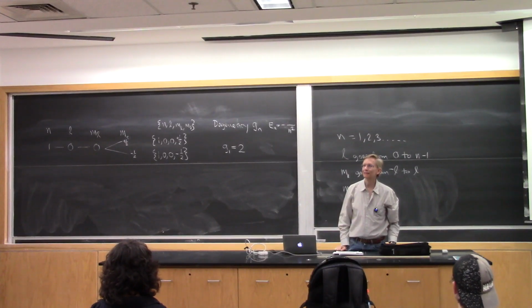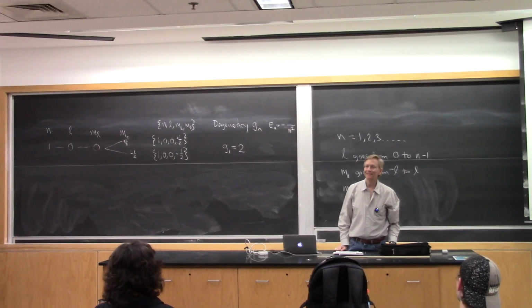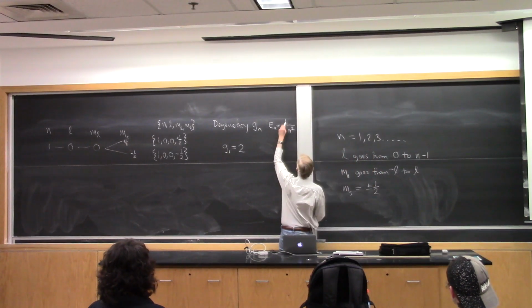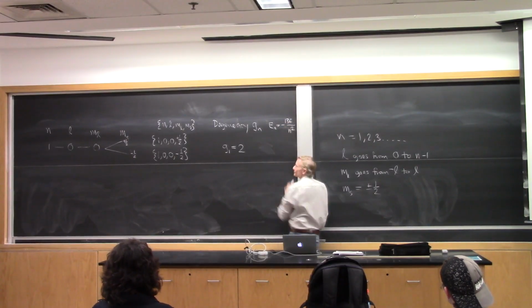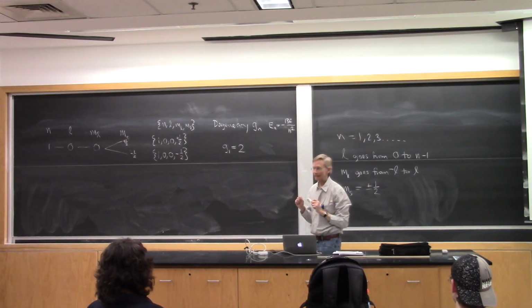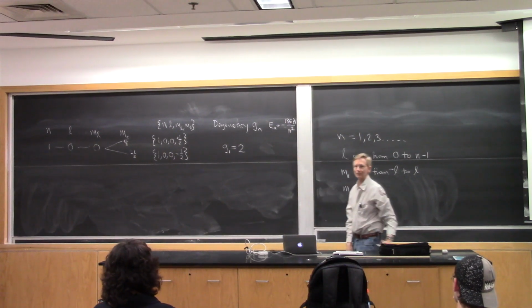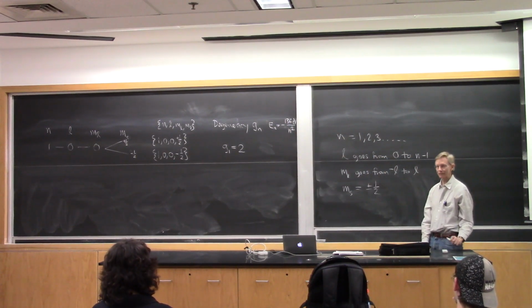No. Close. So close. 13.2. No. 6. There we go. Minus 13.6. What are the units? EV, 13.6 electron volts over n squared, minus 13.6 electron volts over n squared.